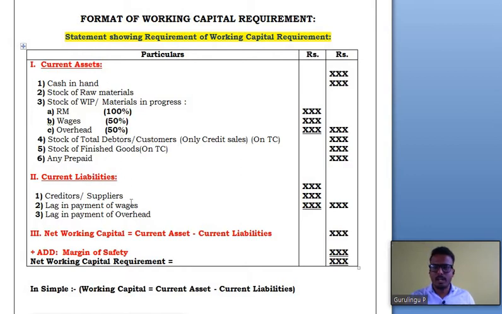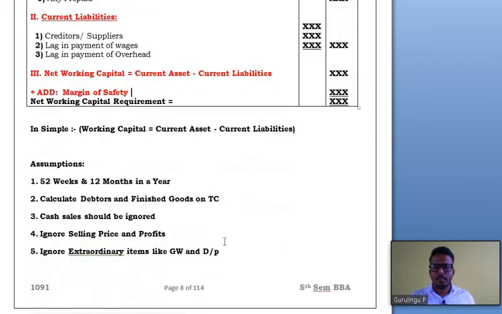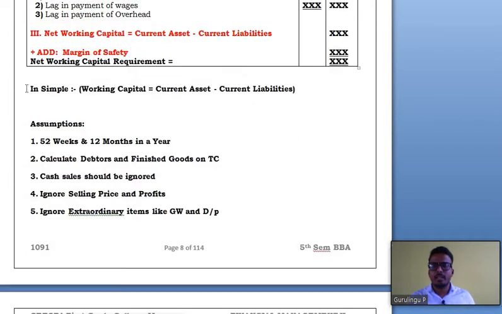From this you need to deduct current liabilities one by one, like creditors, lag in payment of wages, lag in payment of overhead or any other lag you can consider here. Finally you will get the net working capital requirement. From this, if a safety margin is given in the question, you need to deduct it. It is usually given at 10% or 15% on net working capital requirement. Finally you will get the working capital requirement amount.